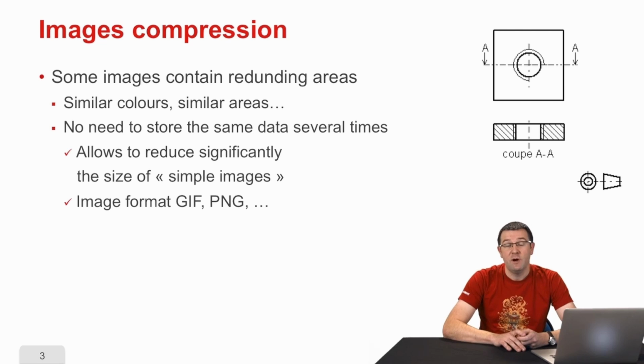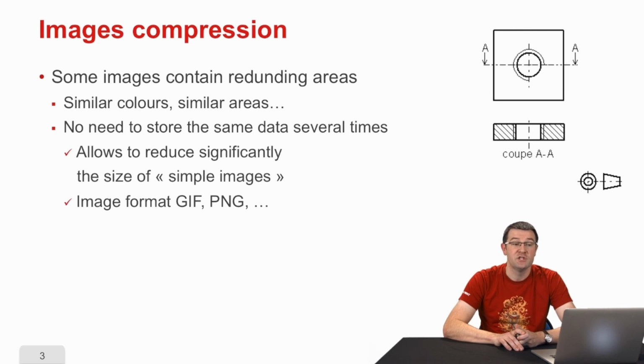Images sometimes have redundant areas. I put up a technical drawing here. On the right of this presentation, on this picture, we can see that some areas are identical. For example, those two areas here are crossed out exactly the same way, some letters are drawn the same way, and some lines are identical too, with the same thickness, etc. There is a lot of redundant information, so it would be a shame to store the same information several times.